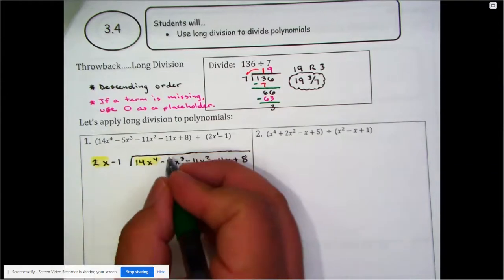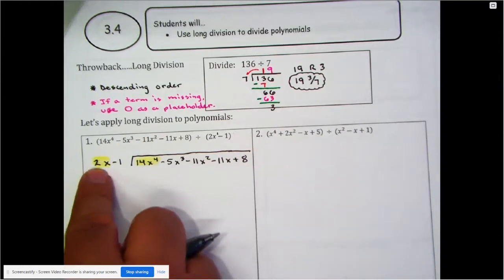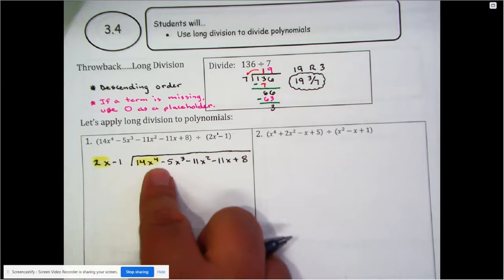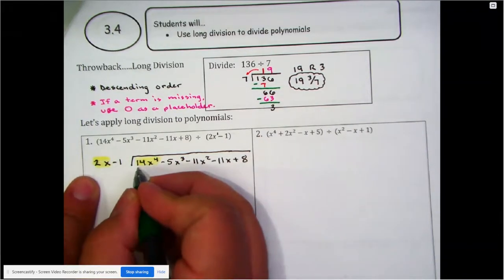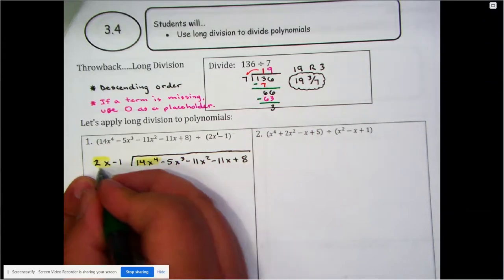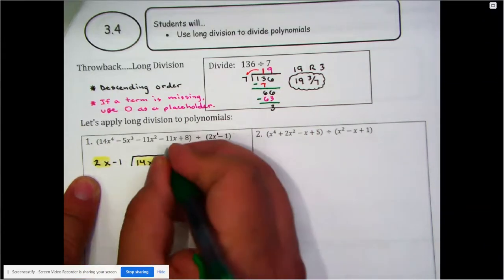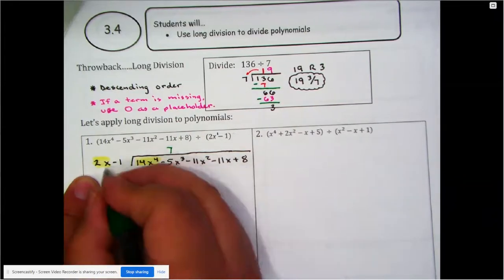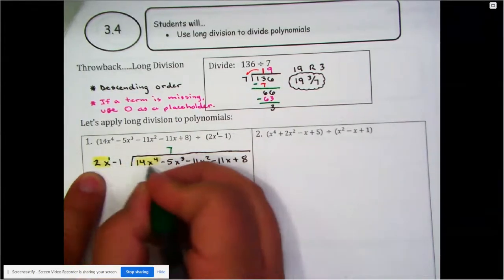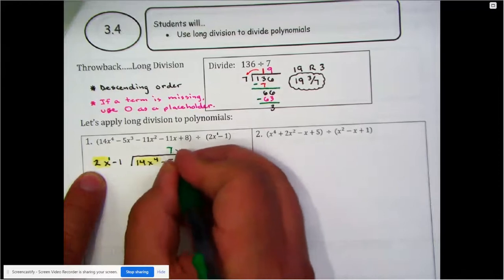Using multiplication, I want to turn a 2x into a 14x to the fourth. So first of all, 2 times what is going to give me a 14? Well, 2 times 7. Notice where I'm going to write the 7. I'm writing it over here. I already have a single x, but I want 4 of them. Well, then I need 3.